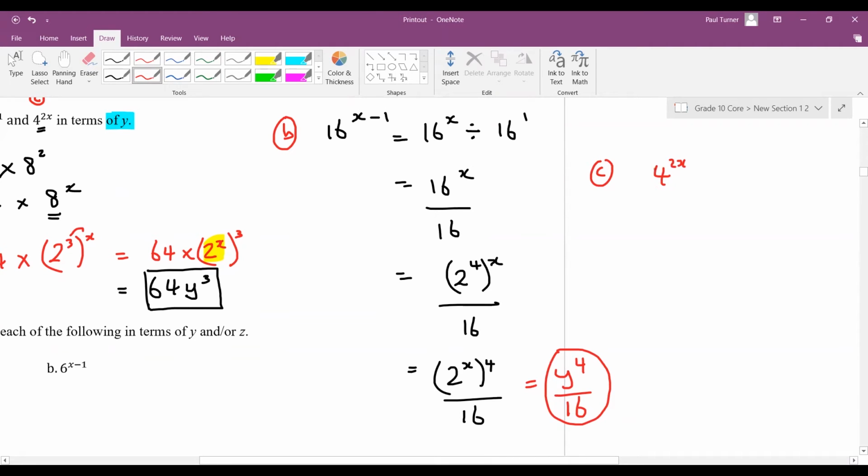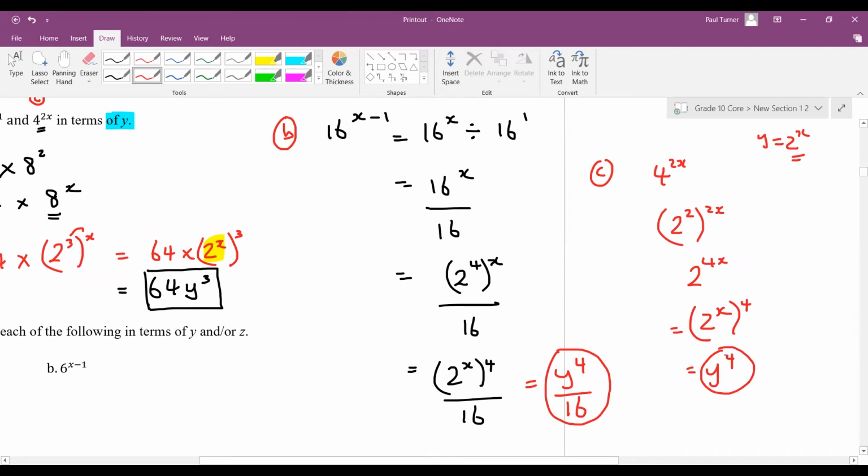Okay, doesn't look too bad. You've got a 4 and we want 2 power x, right? Because we want in terms of y. So we need to see this 2 power x here somewhere. And we know 4 is 2 squared, 2x. So that's 2 power 4x, isn't it? 2 2s are 4. Now bring your x on the inside of the bracket. And then you see you're going to have y^4 for that one.